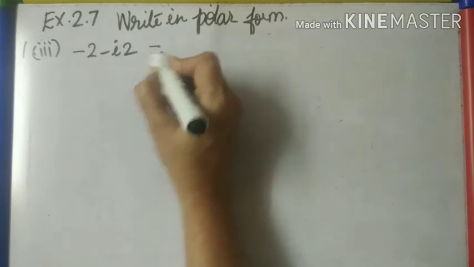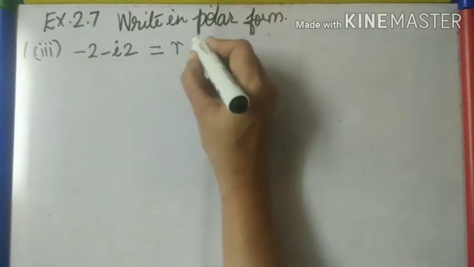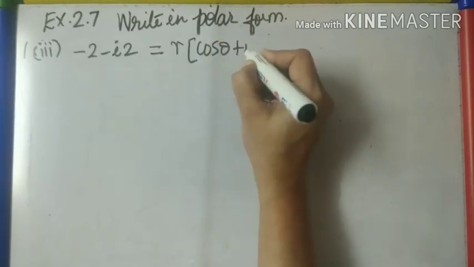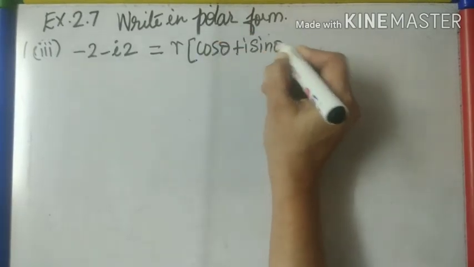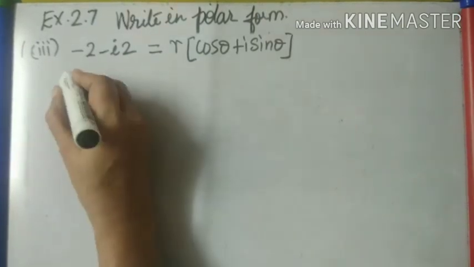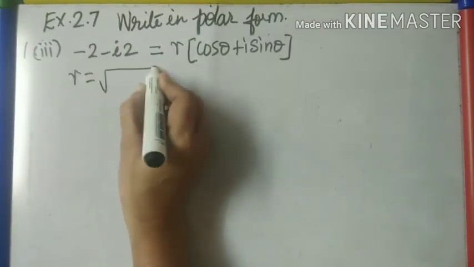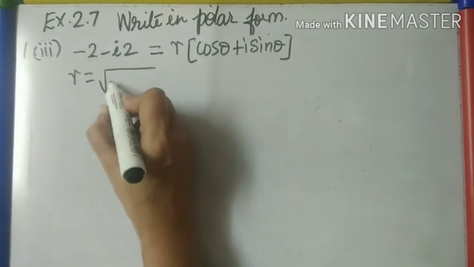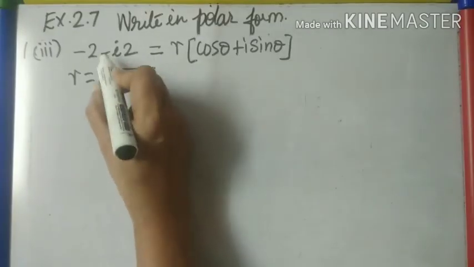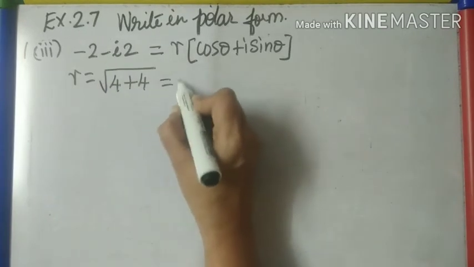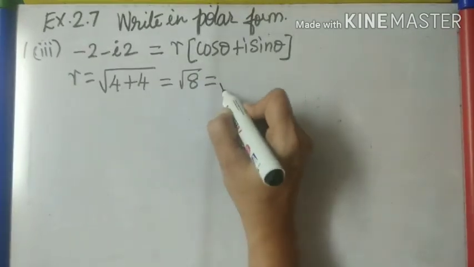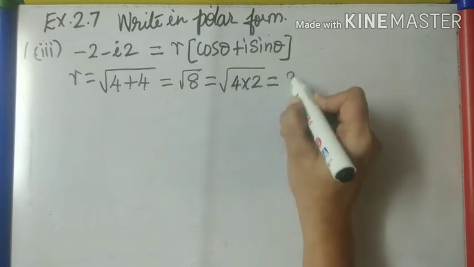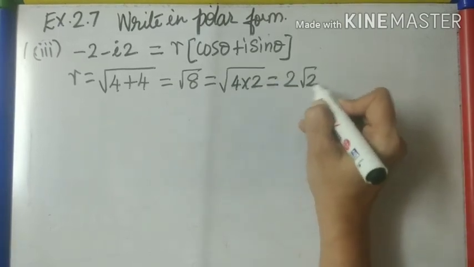Third question, minus 2 minus i into 2. Polar form means write the formula r into cos theta plus i sin theta. r equals the modulus, root of squares, minus 2 square plus minus 2 square. It is root of 8. 8 can be further split as 4 into 2, square root of 4, square root of 2.